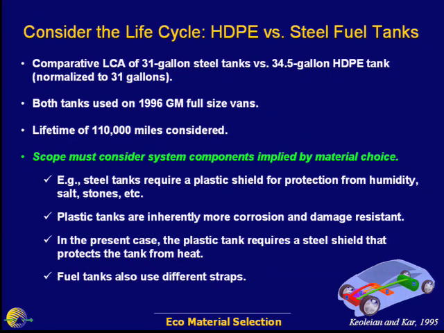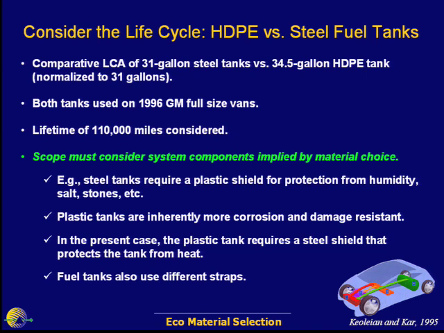A lifetime of 110,000 miles is considered here. And again, the scope has to consider the system components implied by the material choice. For instance, steel tanks require a plastic shielding to protect from humidity and salt and stones. Right? Stones can crack the fuel tank, salt can corrode it, etc. It's interesting that a steel tank requires some plastic and a plastic tank requires some steel. The steel in the plastic tank case serves as a heat shield. Okay? So there are other materials implied by the choice of the fuel tank.